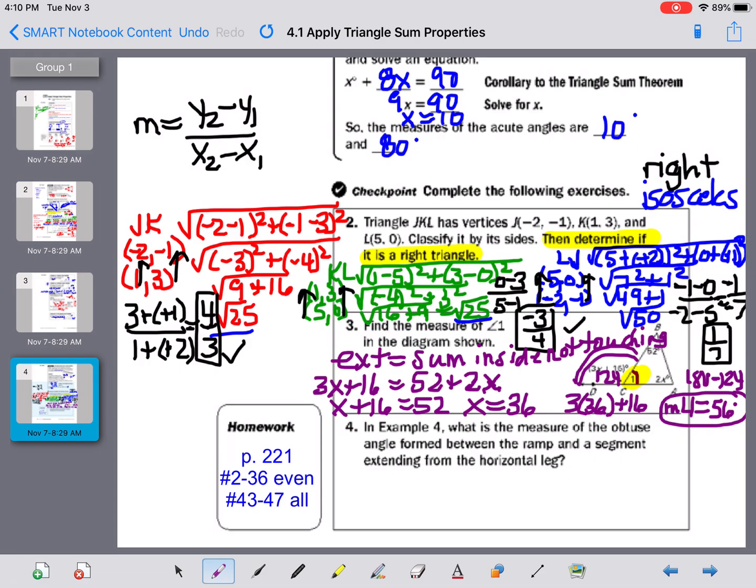The other way I can get it is if I plug in 2 times 36 over here, I get 72. Add 52 plus 72 and subtract it from 180. We should get that same 56.